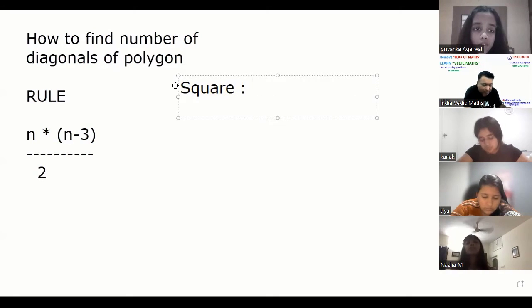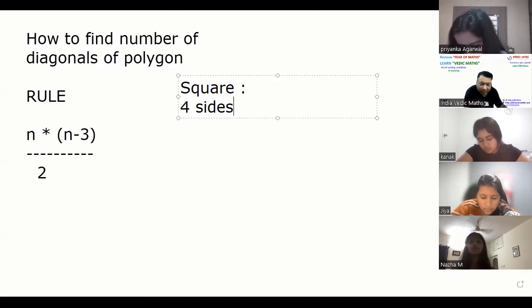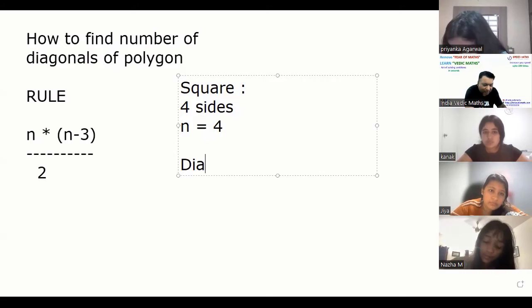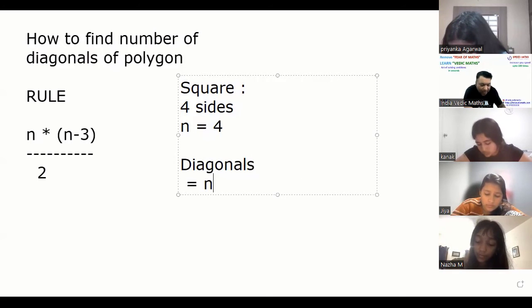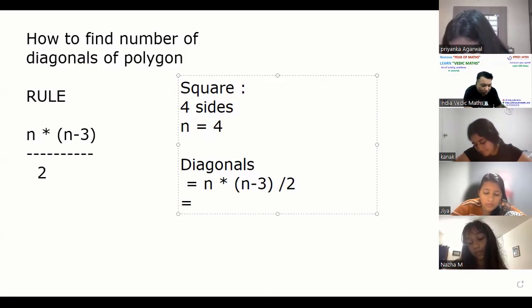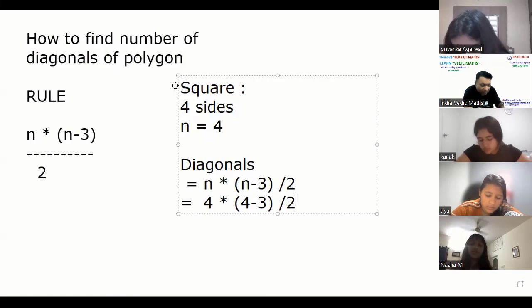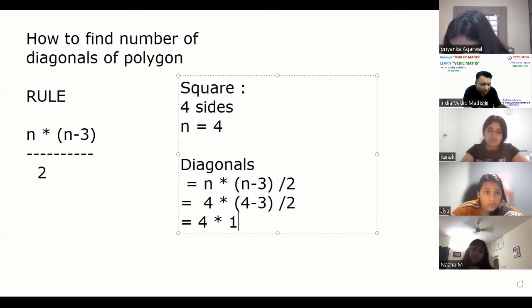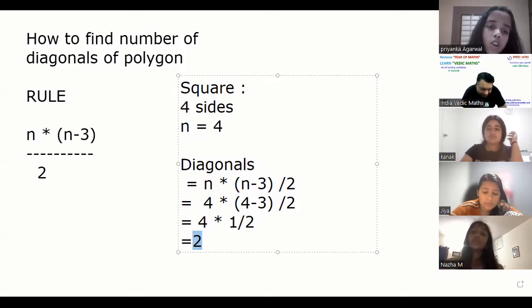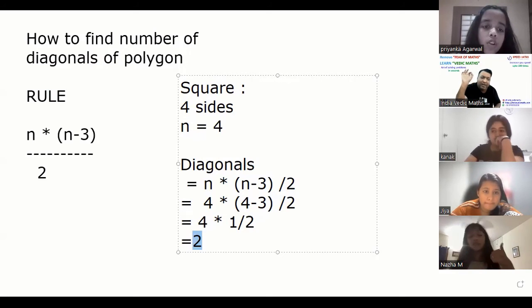The square has how many sides? 4 sides, yes? So n will be 4. So how many diagonals will there be? Let's calculate. n times n minus 3, divided by 2. Substitute n is 4: 4 times 4 minus 3 divided by 2 equals 4 times 1 divided by 2. Correct or not? The rule is n times n minus 3 by 2.